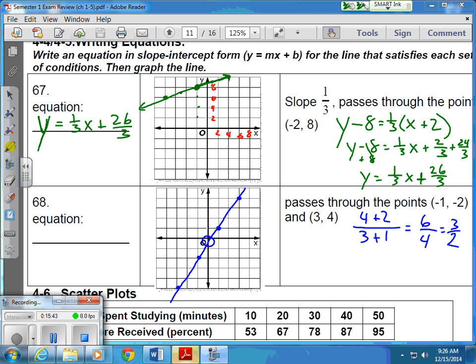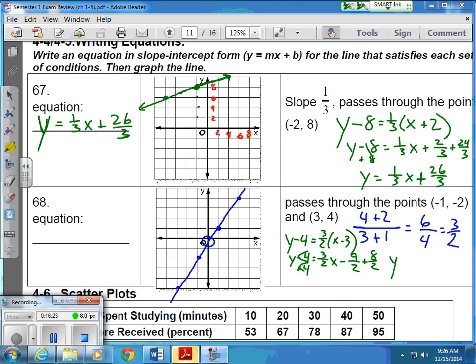Okay, so what we might need to do is go ahead and use the point slope form to figure that out. So y minus 4 is equal to 3 halves x minus 3. Y minus 4 is equal to 3 halves x minus 3 times 3 is 9 over 2. Add 4 to both sides. Instead of adding 4, I'm going to add 8 over 2, which is the same thing as 4.